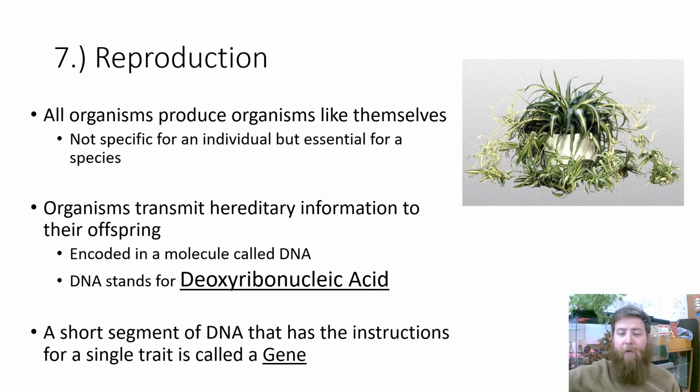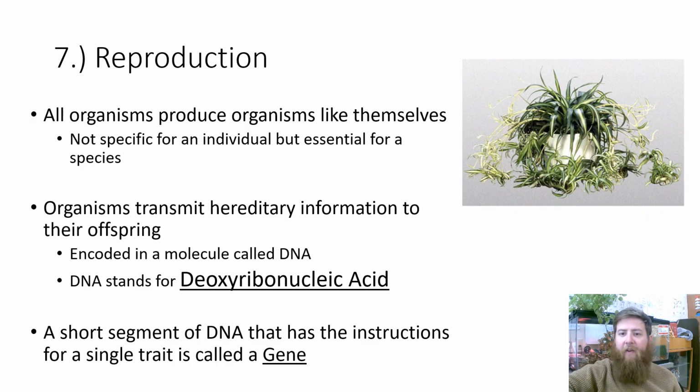The last thing is reproduction and changing throughout time. All organisms need to produce organisms like themselves to continue their species. So one organism itself does not have to reproduce, but some organisms in a species have to reproduce or that species goes extinct. This reproduction is transmitting hereditary information to their offspring in the molecule DNA, which if you remember from biology is deoxyribonucleic acid. A short segment of DNA that has the instructions for a single trait is called a gene.